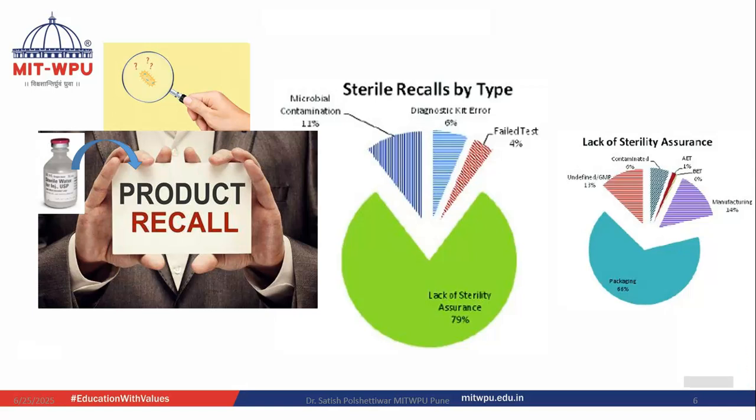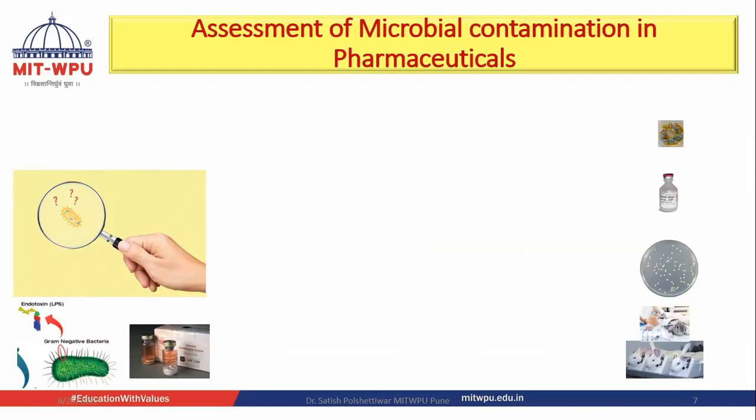So that is again one of the major causes of why products get recalled from the markets, because this is a very important test, since sterile products are directly introduced into the body. So any microbial contamination can be life threatening. Hence sterility testing is a regulatory requirement under USP, BP, IP.